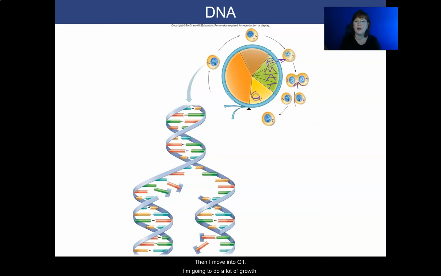Then I move into G1, I'm going to do a lot of growth, I'm going to make different organelles. And then let's say I don't do apoptosis, so I don't break apart and I don't become specialized, but instead I get a chemical trigger, a hormone trigger that I need to replicate. I need to copy myself, make a new cell. So I'm going to move into S phase. That's when I'm going to do DNA replication.